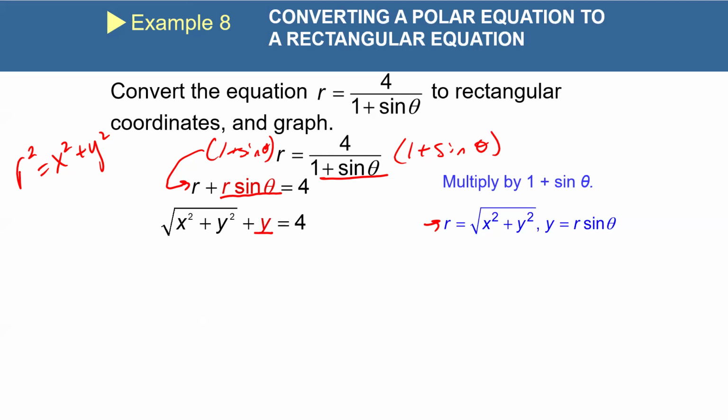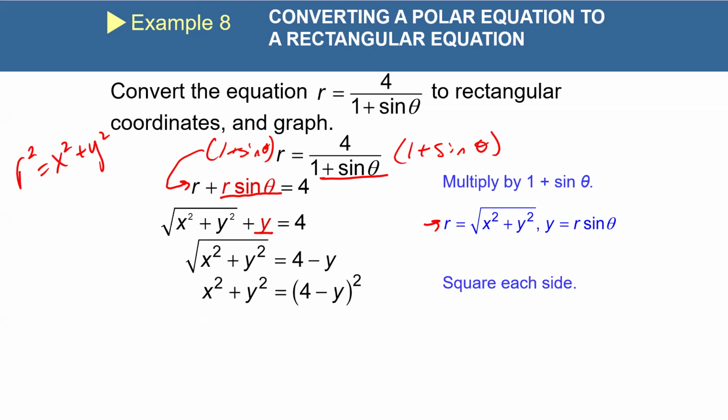In order to get rid of this radical, it has to be isolated. So if I want to isolate my radical, what am I going to have to do with the y? Subtract it. So I subtract the y. After I subtract the y, how do you undo a radical? You just square it. What I do to one side, I do to the other. So now my radical is gone, and I'm left with 4 minus y squared. What does 4 minus y squared mean?